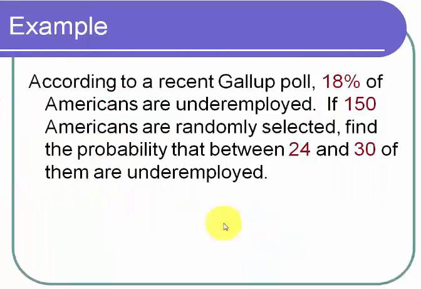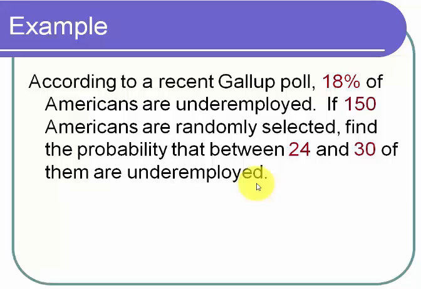Okay, so here's the final example I have for you today. According to a recent Gallup poll, 18% of Americans are underemployed. If 150 Americans are randomly selected, find the probability that between 24 and 30 of them are underemployed.